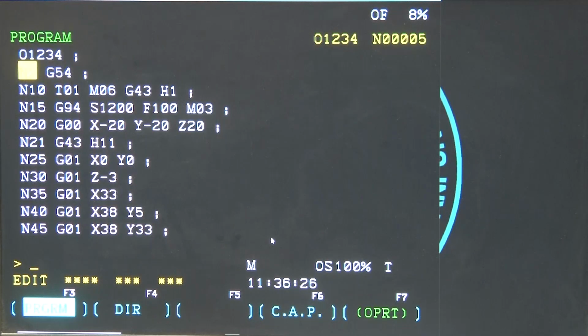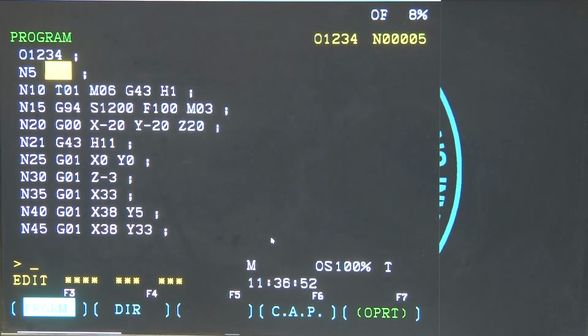So, the first line is N5 that says G54. N is the block number, and G54 is the zero offset. Zero offset means that you are bringing the tool to the zero position, from where you are actually starting, from where all the coordinates will be taken.